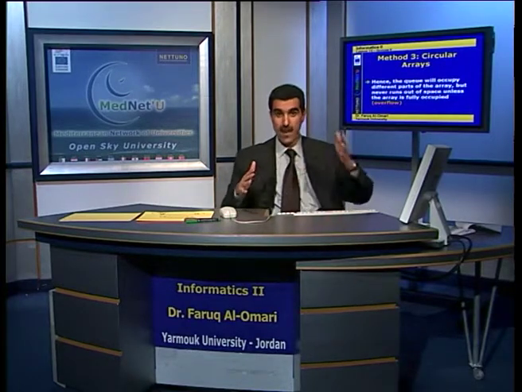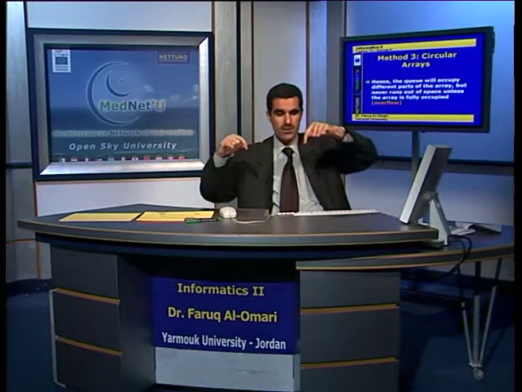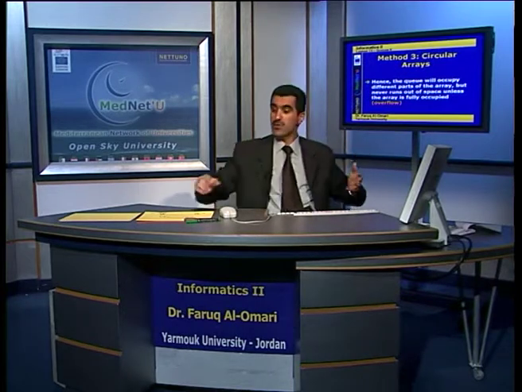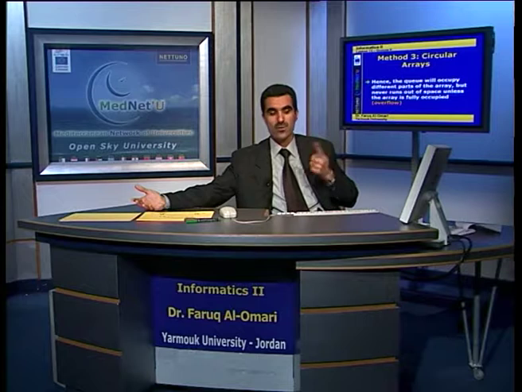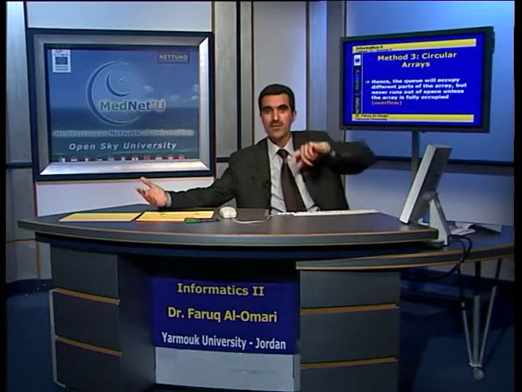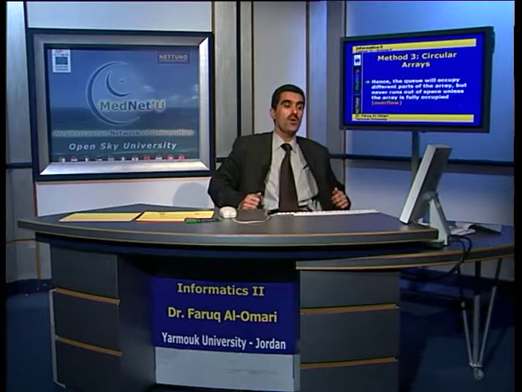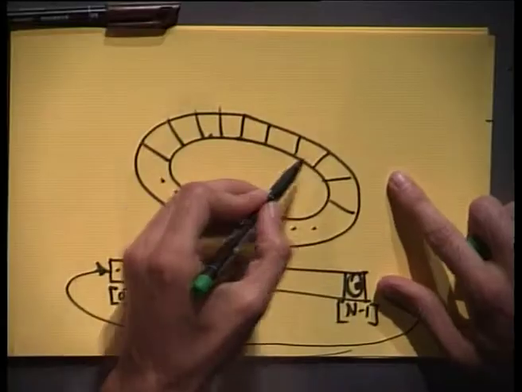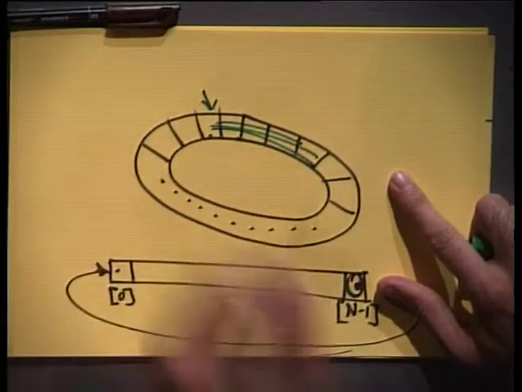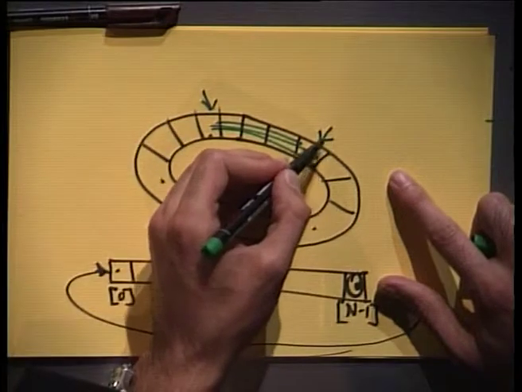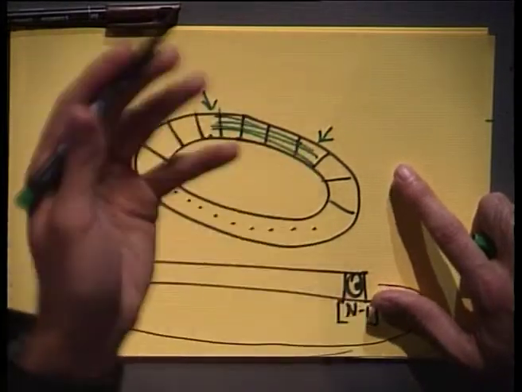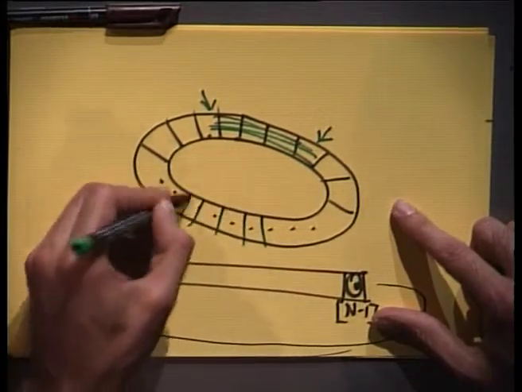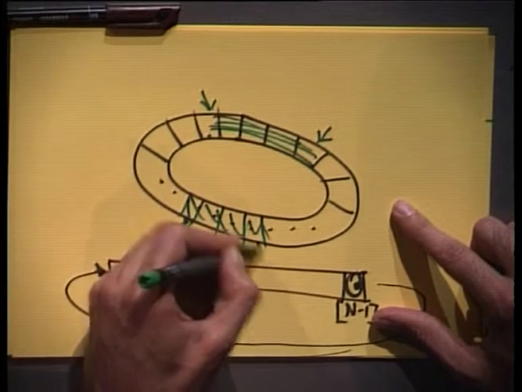If I wrap around and front and rear keep chasing each other, one after the other, then I will not actually get to the end of my structure, because my structure always circulates and I always stay within the scope of my structure. So hence the queue will occupy different parts of the array. Yes, I could have these locations filled at a time, so I have front and rear sometime in here. But later on, as I append more and service more, I could have entries in here, and I will have my pointers here and there.